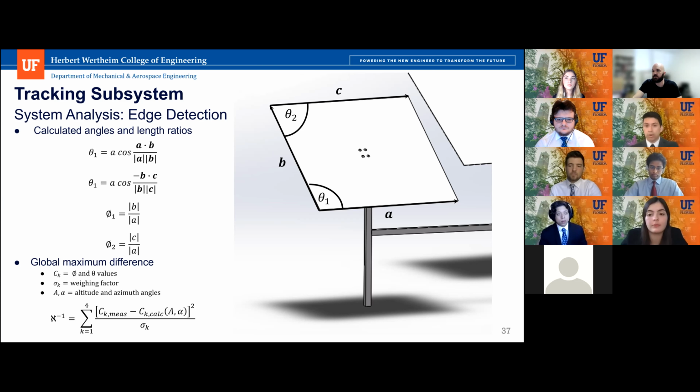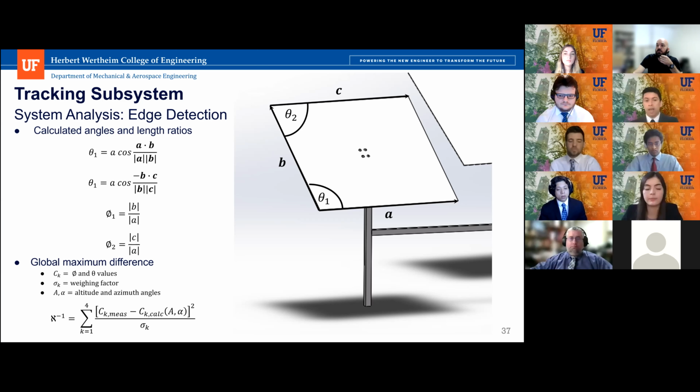With those 3 heliostat edge lengths, in terms of pixels, we could determine the angles between the sides and the side ratios. So once those have been determined, these values are subtracted from the values which are calculated from the azimuth and elevation angles. Then the azimuth and elevation angles can be changed until the difference between measured and calculated values are minimized, and thus the function below is maximized, giving you optimal accuracy. Next slide.